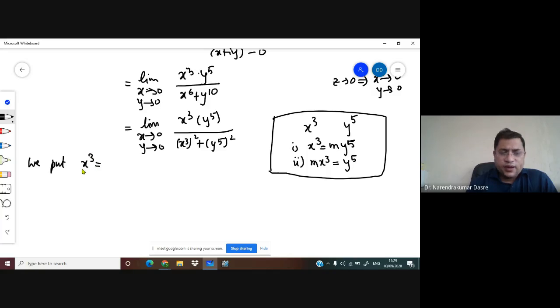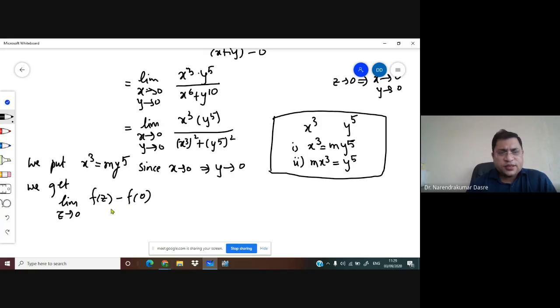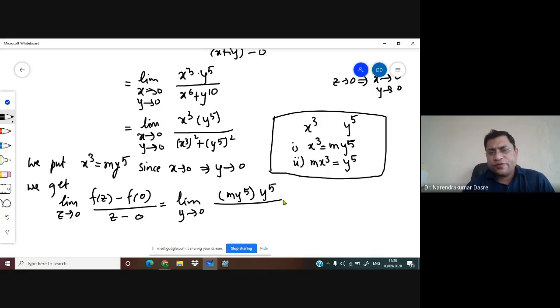So I am putting x cube is equal to m y raised to 5, and since x tends to 0, that implies y also will go to 0. What we are finding is limit z tends to 0, f of z minus f of 0 upon z minus 0. This is our limit that we are calculating. So here we get limit y tends to 0, where I am replacing x in terms of y, so it is m y raised to 5 times y raised to 5, and in the denominator I will have m y raised to 5 squared plus y raised to 10.